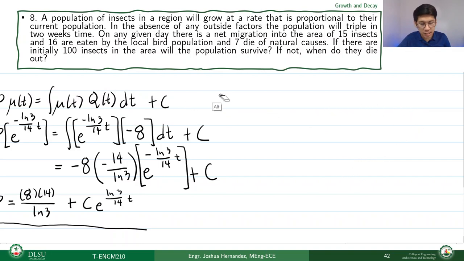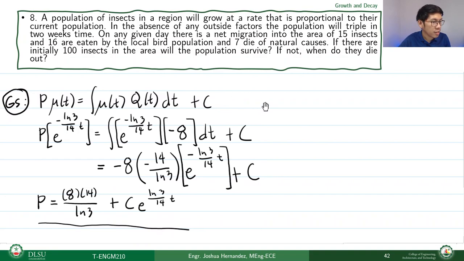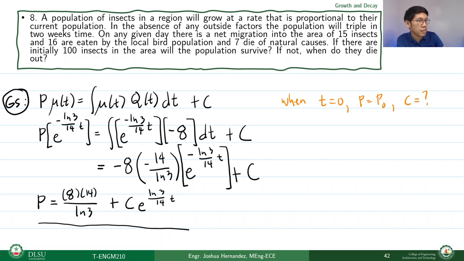Okay? So we must solve for C here by using the initial value condition when T is equal to 0, P is equal to P naught, and then solve for C. Yan. Mali natin, inassume natin kaagad that C is equal to P naught from a previous model. So dapat, in solving for C in the new solution, we must apply yung ating initial value condition, IVP.